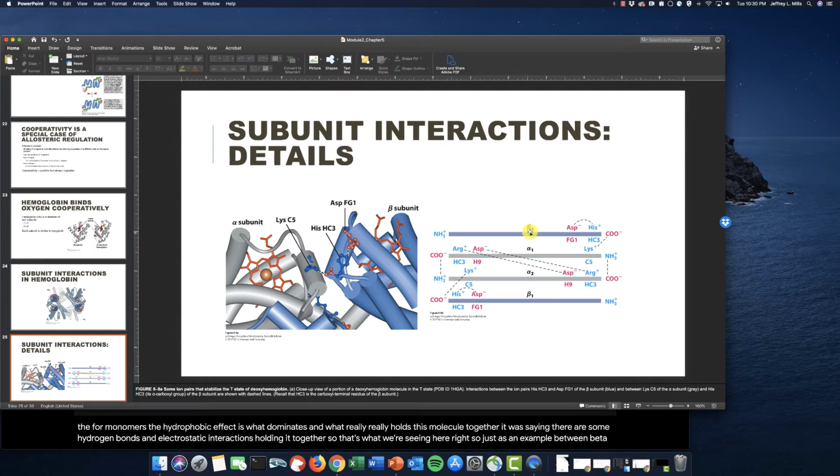Just as an example, between beta 2, the top strand here, and alpha 1, this next strand, there is an interaction between this carboxyl group and this lysine. We can also see an interaction between the N-terminus of alpha-1 with the C-terminus of alpha-2. We have mirror image interactions between this aspartic acid in alpha-2 with the arginine in alpha-1. And then, like I said, a mirror image pair, the aspartic acid in alpha-1 to the arginine in alpha-2.